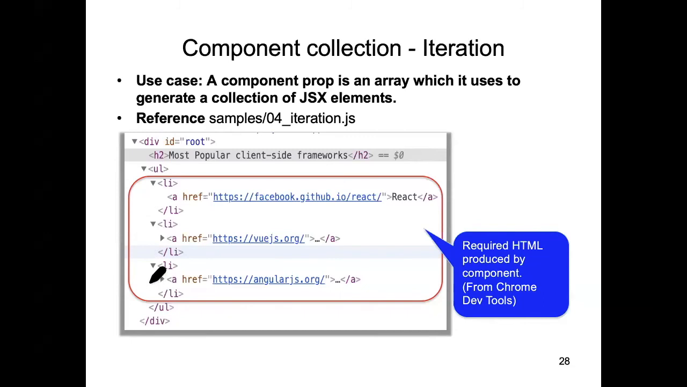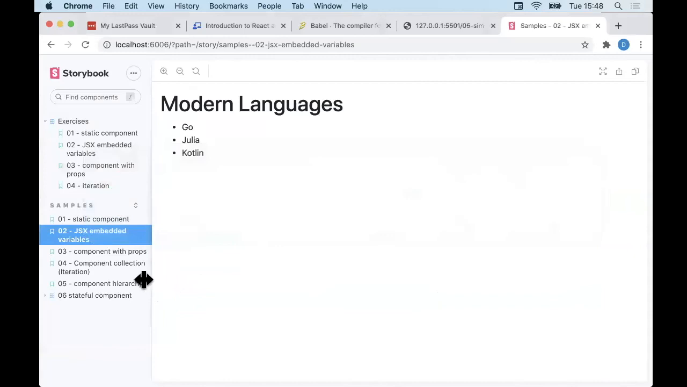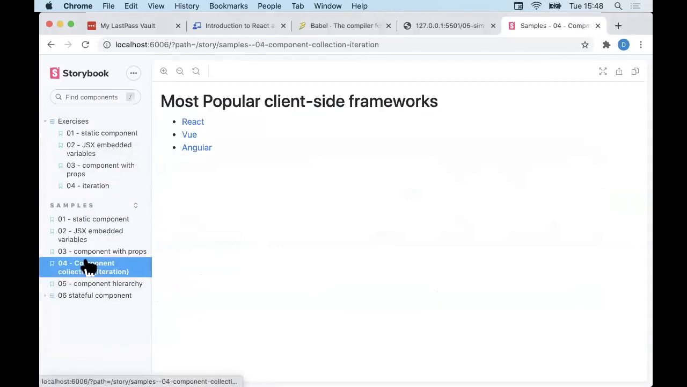So we'll look at sample 4. And the approach I'll take is, let's see what sample 4 renders first. Kind of looks familiar, but these are clickable, which, okay, looks like they're hyperlinks. To save boredom, I've switched over to single page app frameworks, rather than languages. So we want to look at the component that actually generates this as its UI description.